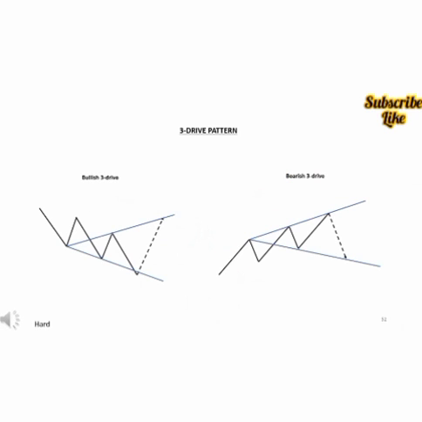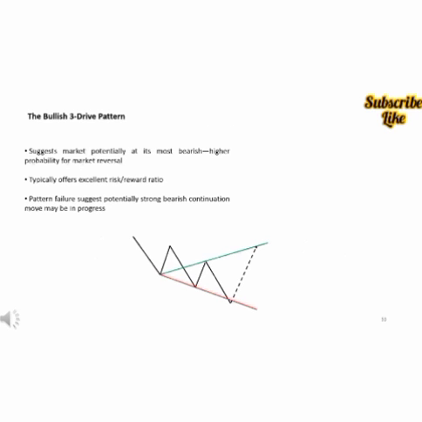Moving now on to complex patterns, like the 3-drive pattern, bullish or bearish. The bullish 3-drive pattern suggests the market is potentially at its most bearish, or a higher probability for market reversal. It typically offers an excellent risk-reward ratio. Pattern failure suggests a potentially strong bearish continuation move may be in progress. So even failure is useful.